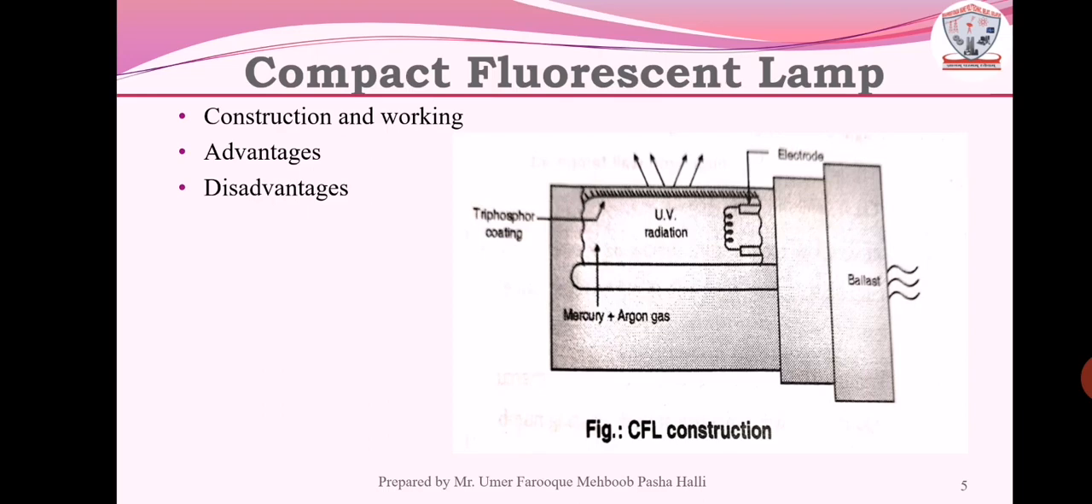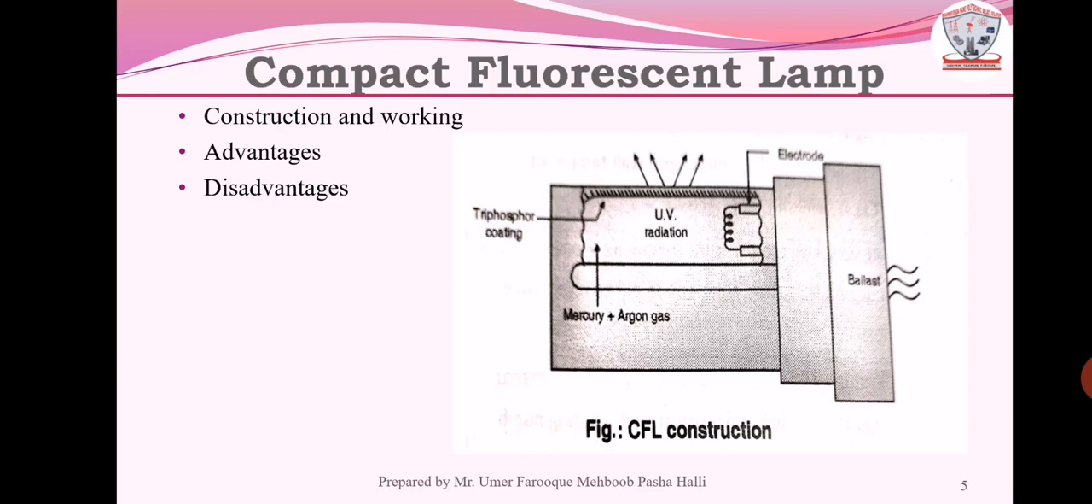Now, the compact fluorescent lamp, that is CFL. Nowadays the CFL lamp is mostly used in every domestic line. So we are discussing its construction, working, advantages and disadvantages. The figure shows the simple construction of a CFL.